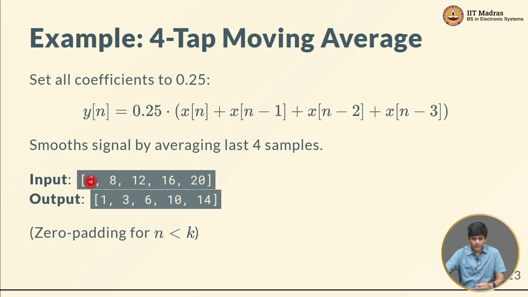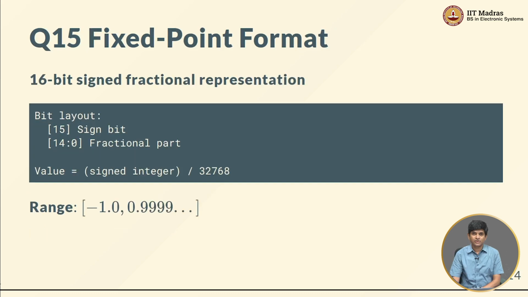So for the very first value I basically have the input 4 and the others are 0, 0, 0, and therefore the output comes out to be 1. For the next one it is 4 plus 8 and 2 zeros, right, which basically comes out to be 12 into 0.25, which comes out to be 3, and so on. So a quick recap of what we mean by fixed point format, right. In particular we use this notation Q15. What does that mean? It's basically a 16-bit number which is a fractional representation, right.